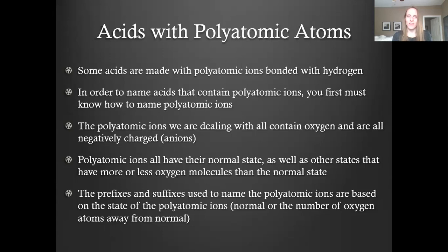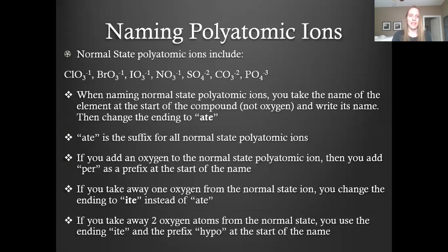All polyatomic ions have a normal state, and they can also change states where they have more or less oxygens than normal, and that will slightly change their name. So we use different prefixes and suffixes in naming polyatomic ions based on how many oxygens they have. So these are the normal state polyatomic ions that we're going to be learning about. So if we go through the list here, we've got chlorate, bromate, iodate, nitrate, sulfate, carbonate, and phosphate.